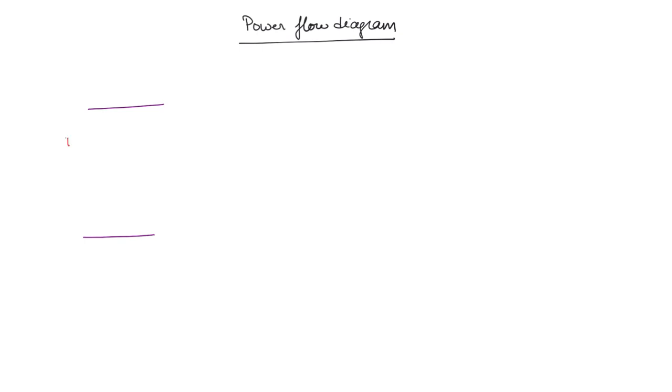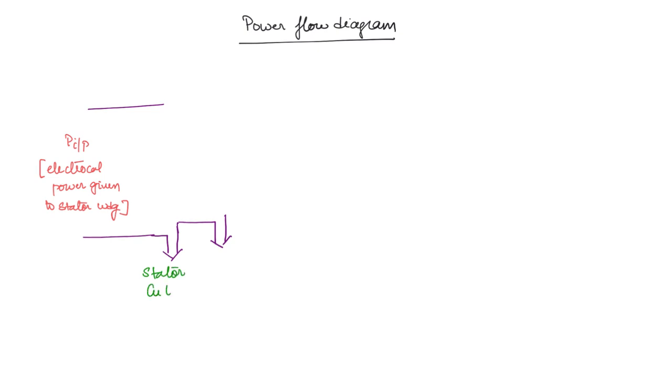The input power is going to be the electrical input that you give to the stator winding. Electrical power given to stator winding. Okay, so from here the first kind of losses that you will see is the stator copper losses and the core losses. So this you can write as stator copper loss, that means the losses due to the stator resistance, and this is the stator core losses.